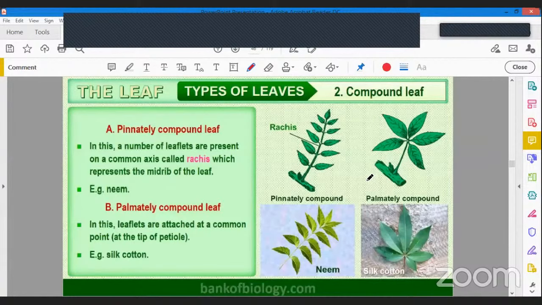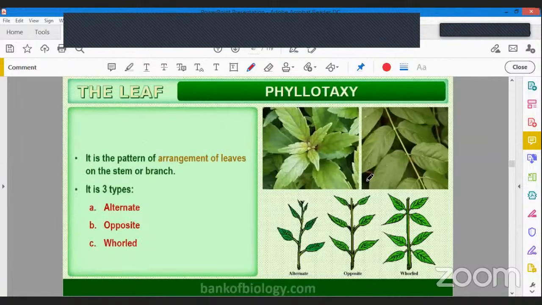Done. So next we go to the next part, phyllotaxy. So what is phyllotaxy? Phyllotaxy is the arrangement of leaves on the stem or branch. Okay. So it is of three types. Which are they? Alternate, opposite, and whorled. Alternate, opposite, and whorled. Take it down.